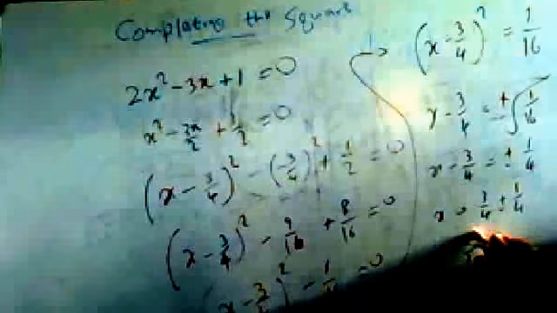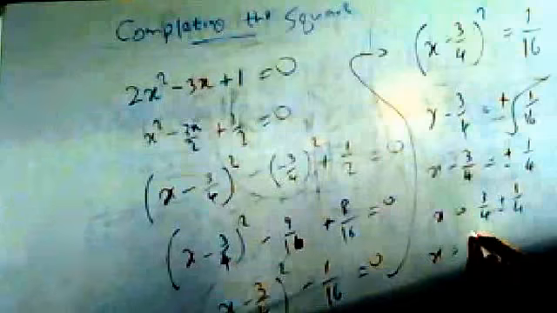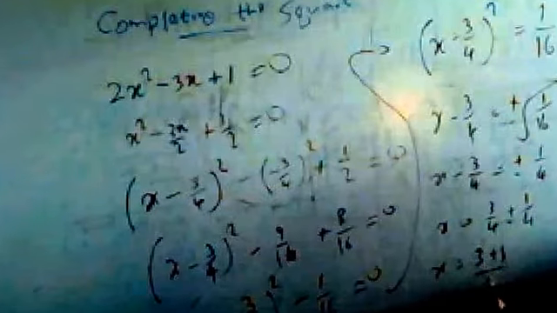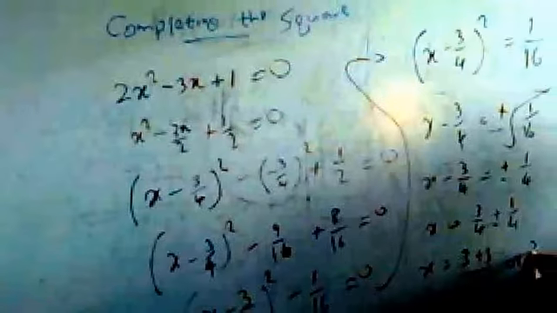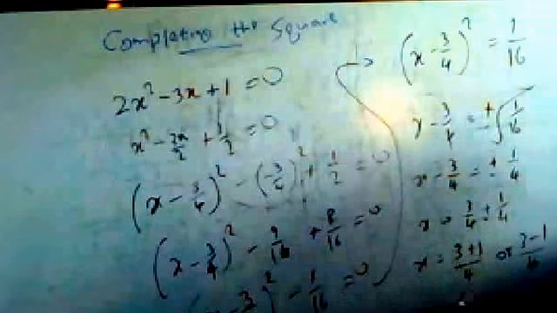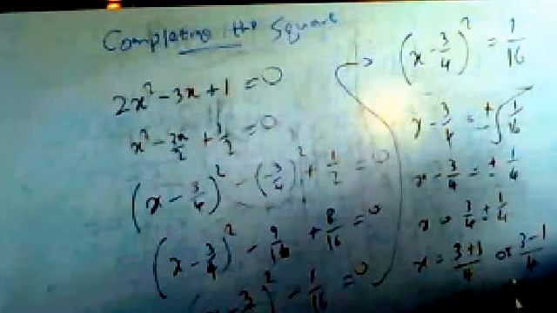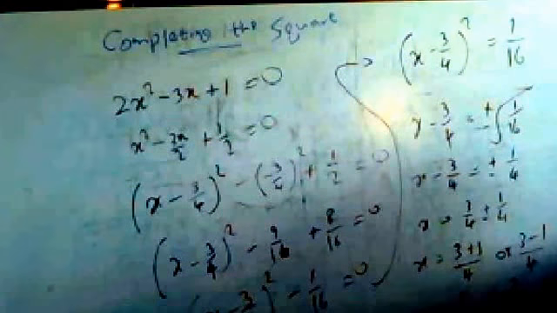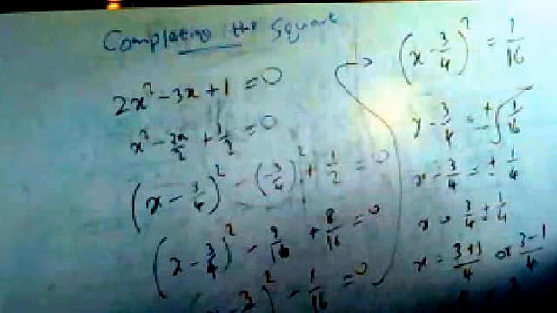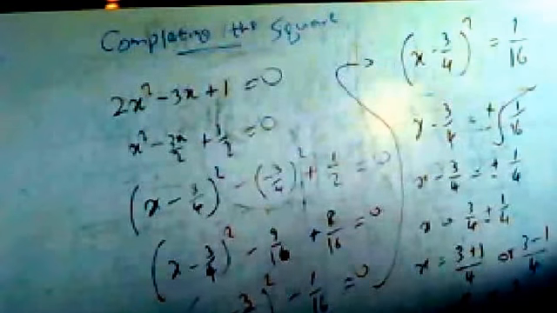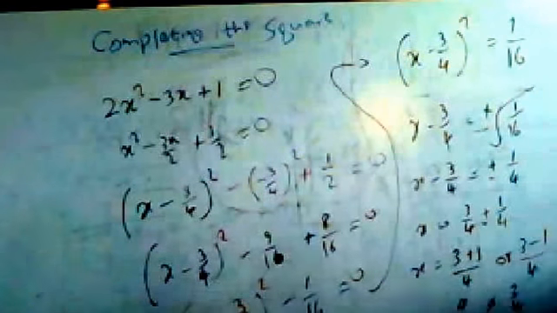Well, let me just rewrite that. So x equals 3 plus 1 over 4, or 3 minus 1 over 4. So that means 4 over 4, or 2 over 4. Okay? So that equals 1 or a half. And that's your answer. So is that clear?